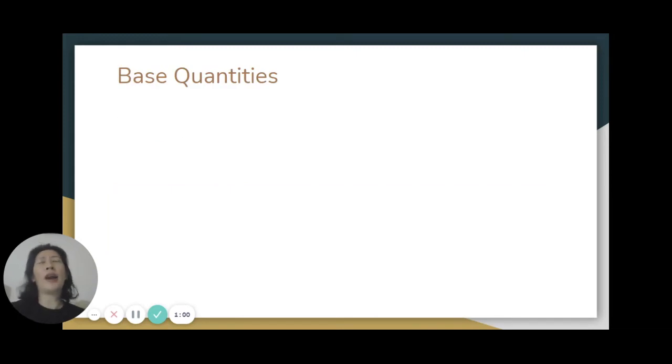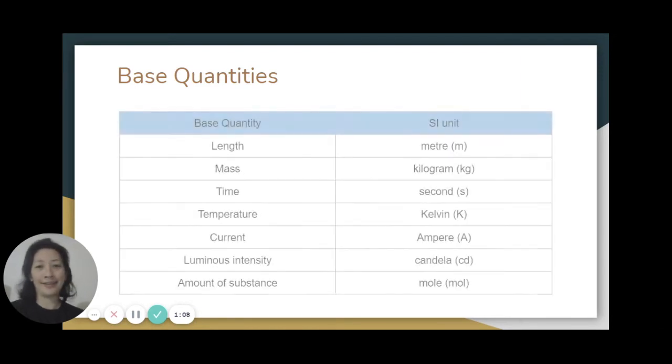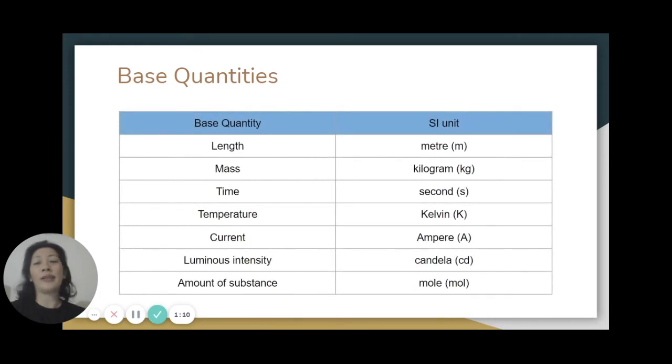You must remember that there are thousands and thousands of physical quantities that exist in the world, but there are only 7 base quantities, and here's the list. The 7 base quantities are length, mass, time, temperature, current, luminous intensity, and amount of substance. You also need to know their corresponding SI units as listed in this table.